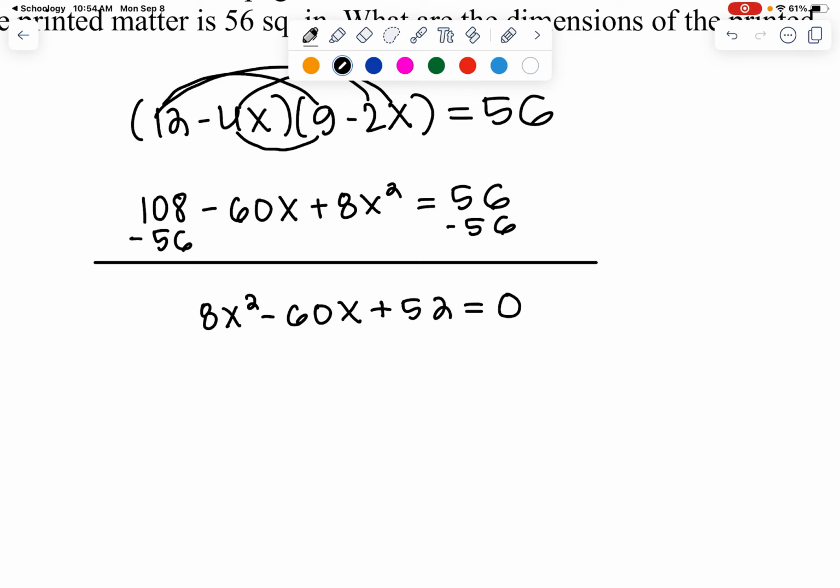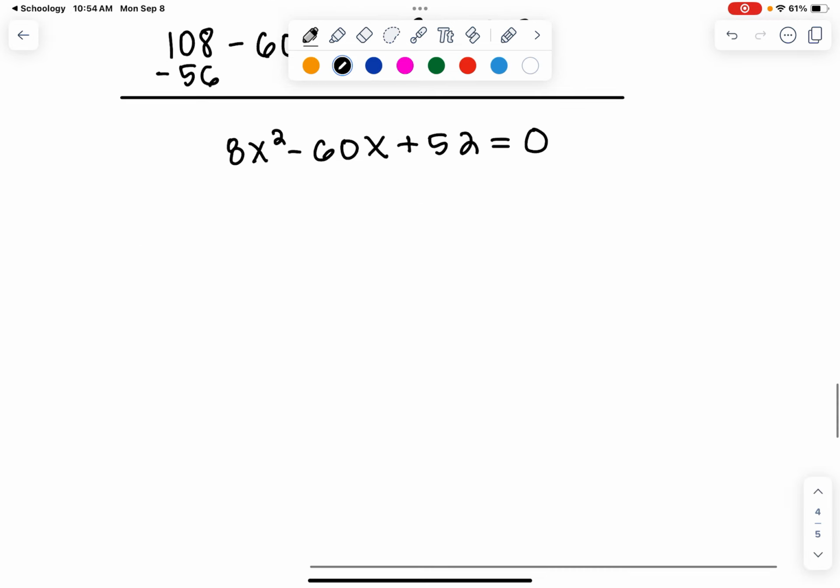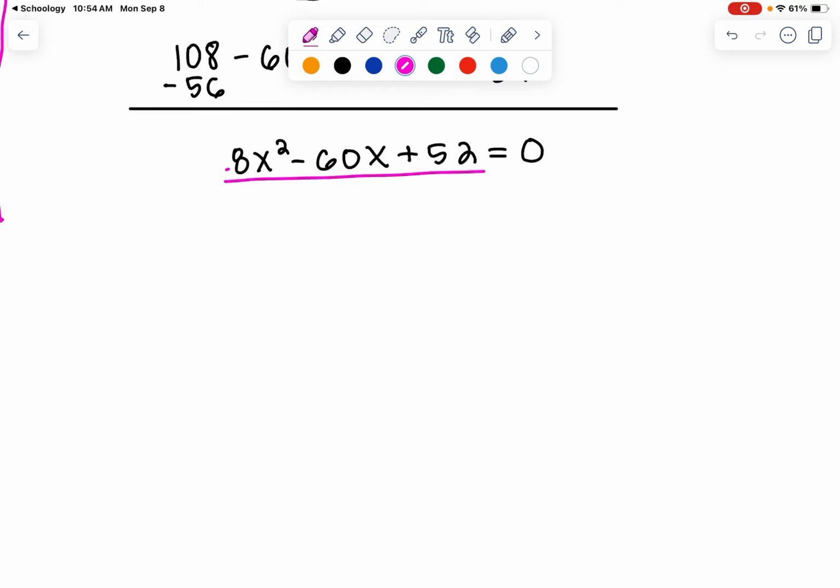All right, so now I got to solve this. This is much more manageable looking, right? So first thing I'm going to do is look for a GCF, and I noticed that all three numbers, well, 0 is also divisible by 4. So I'm going to start by dividing both sides of the equation by 4 because this is an equation and I can just make those numbers smaller and easier to manage. So now I have 2x squared minus 15x plus 13 is equal to 0.